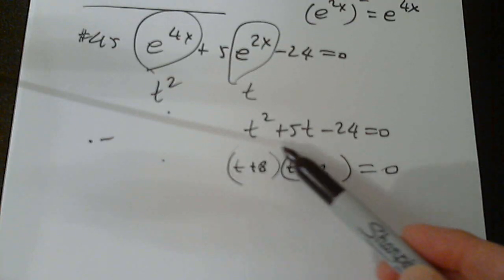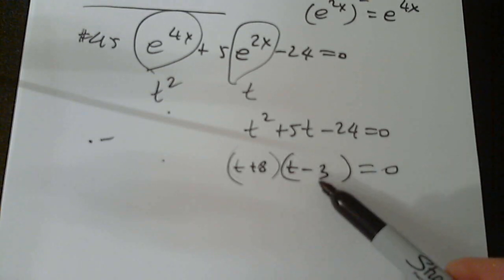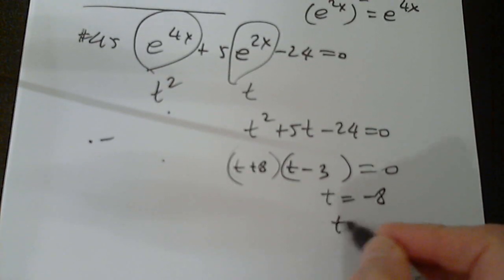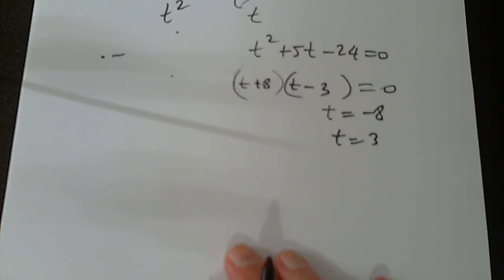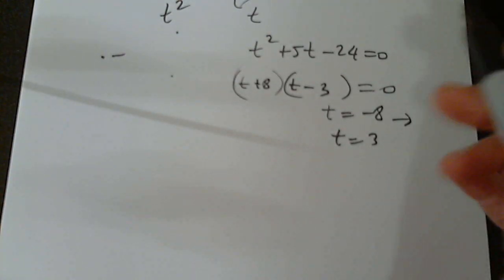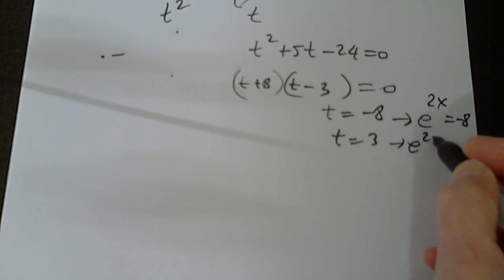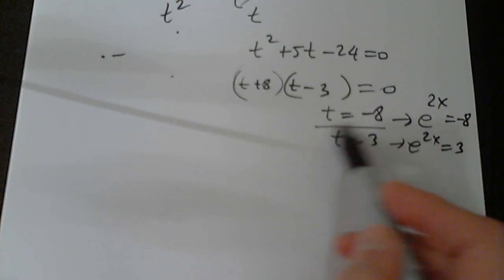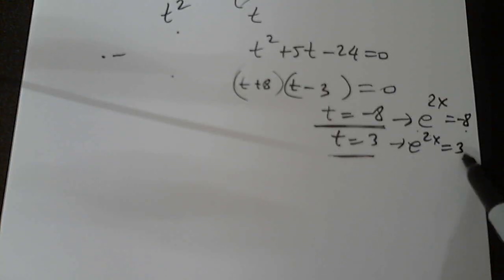T squared minus 3t plus 8t. 8t minus 3t is this. And 8 times negative 3, negative 24. So then we have that t equals negative 8 and t equals 3. No restrictions. This is a nice equation. It's not log, it's exponential. No domain, nothing. Everything works. But now this is an equation that gives e to 2x equals negative 8, and this one e to 2x equals 3. How come? Because t is e to 2x. So therefore, this equation is e to 2x equals negative 8, and this equation is e to 2x equals 3.